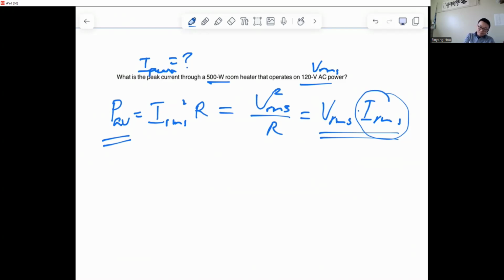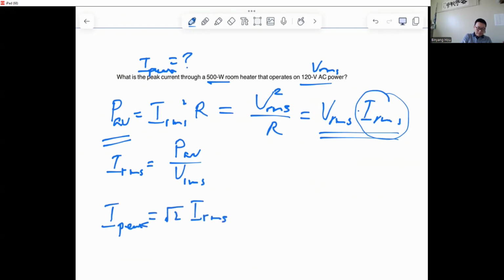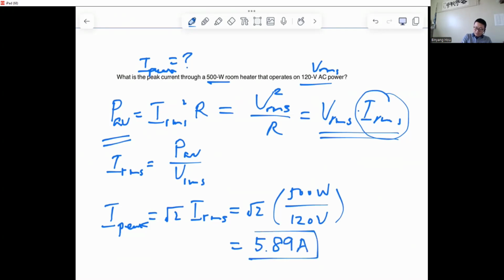So we can calculate I RMS equals P given over V RMS, okay? And then I peak is square root 2 times that I RMS. So that means it will be square root 2 times the 500 watts over the 120 V, okay? And that gives you about 5.89 amps for the peak current value.